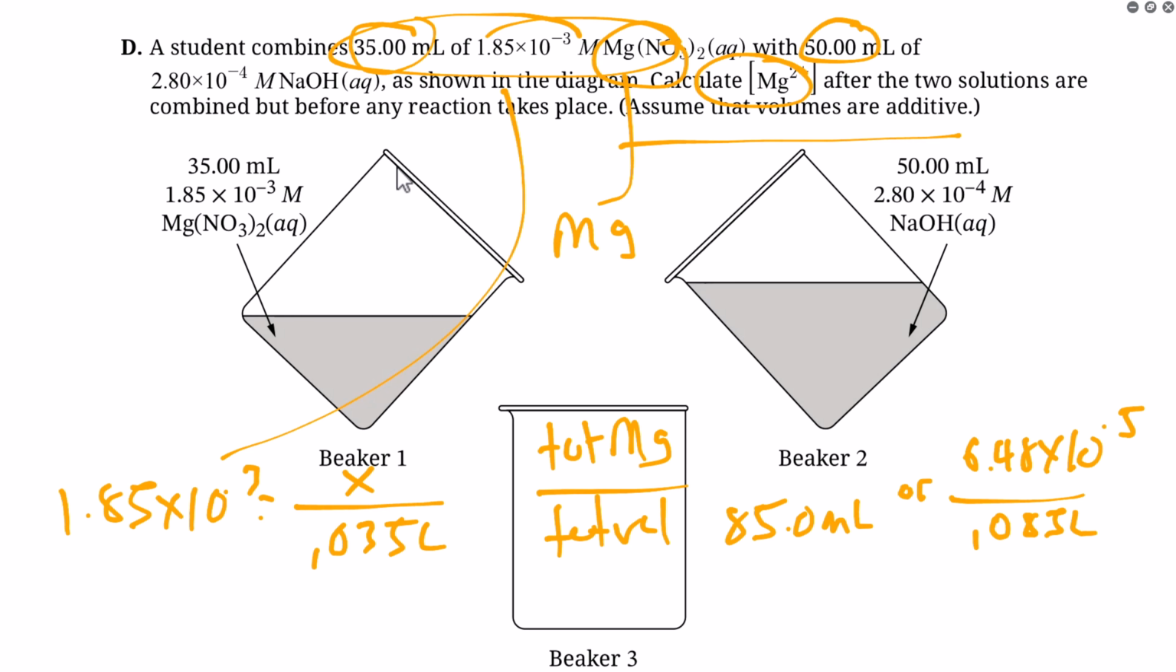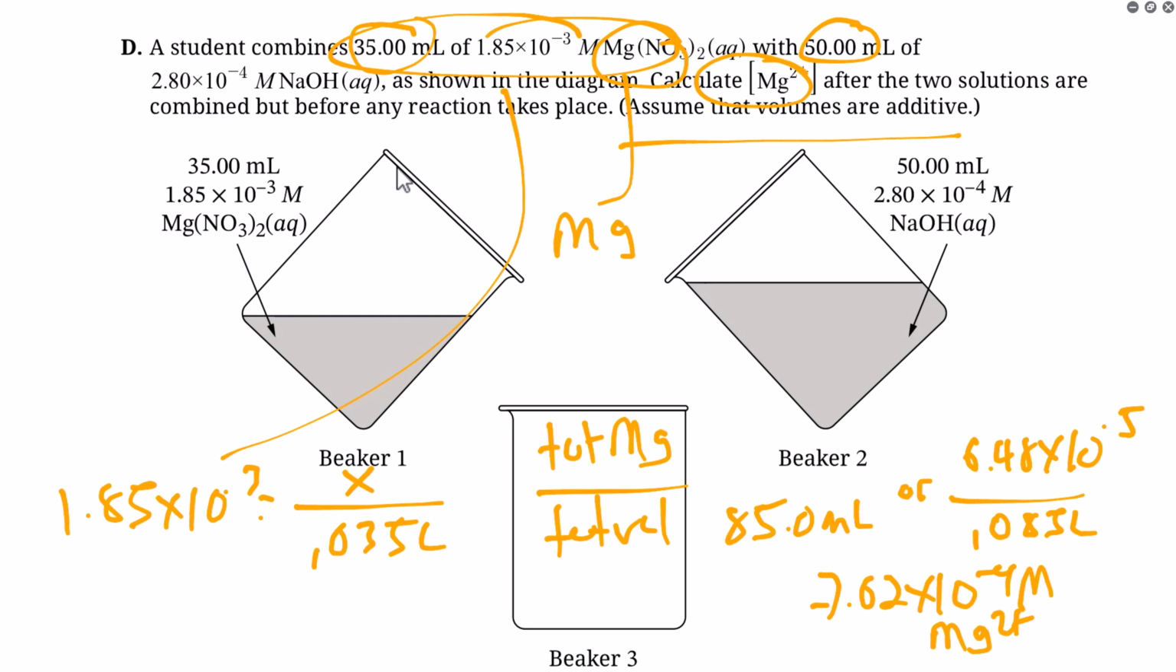And then we're just going to simply divide that out and get our new concentration of magnesium in the solution. So we're going to divide that, 6.48 times 10 to the negative 5th, by 0.085 liters to get our new concentration of Mg. And our new concentration of Mg is 7.62 times 10 to the negative 4th. And that is molarity of Mg2+. All right? So again, fairly straightforward there.